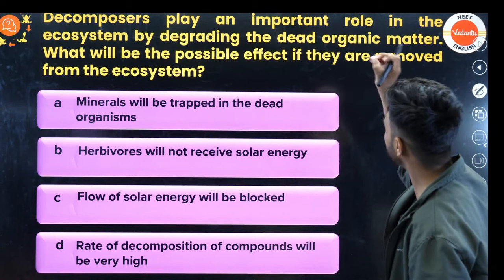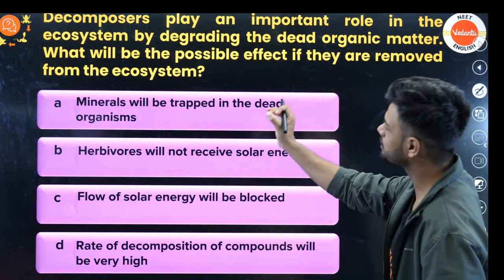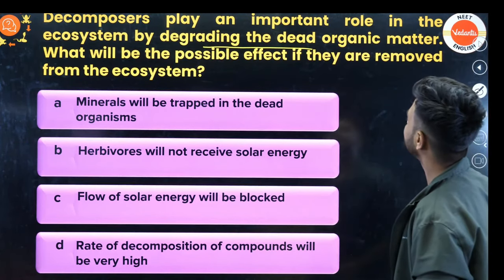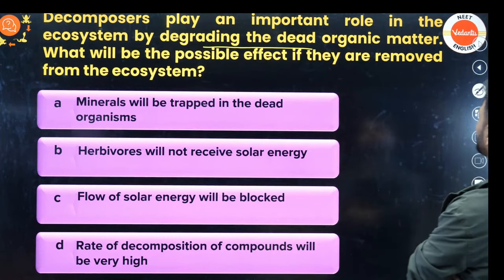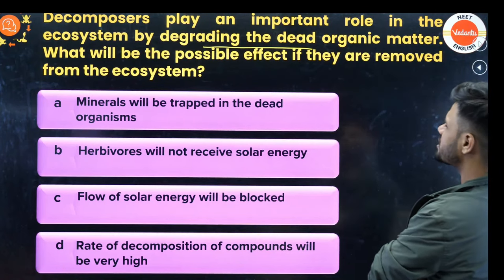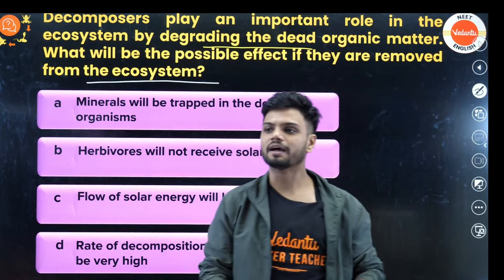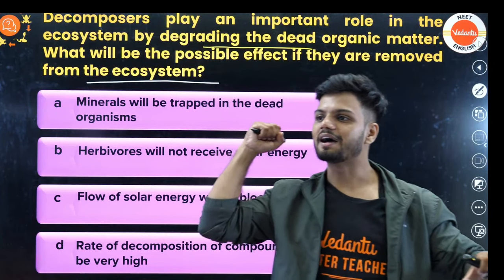Decomposers play an important role in the ecosystem by degrading the dead organic matter. What will be the possible effects if they are removed from the ecosystem? What will happen if they are removed from the ecosystem?